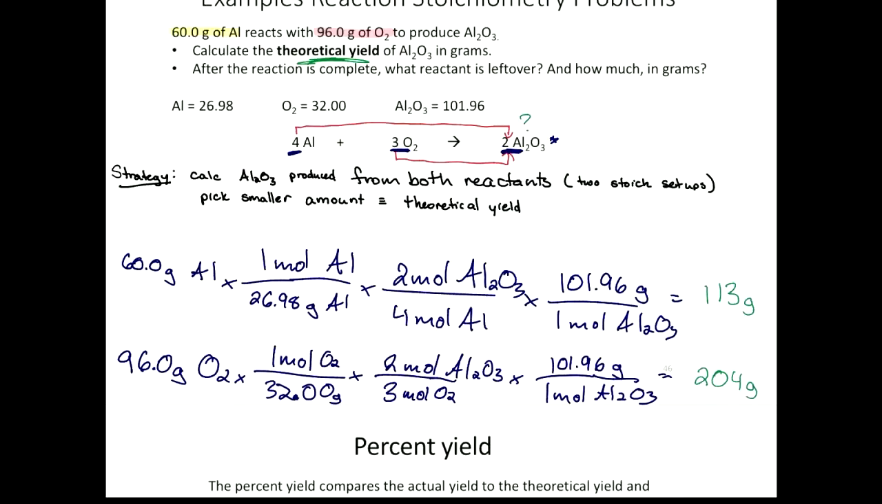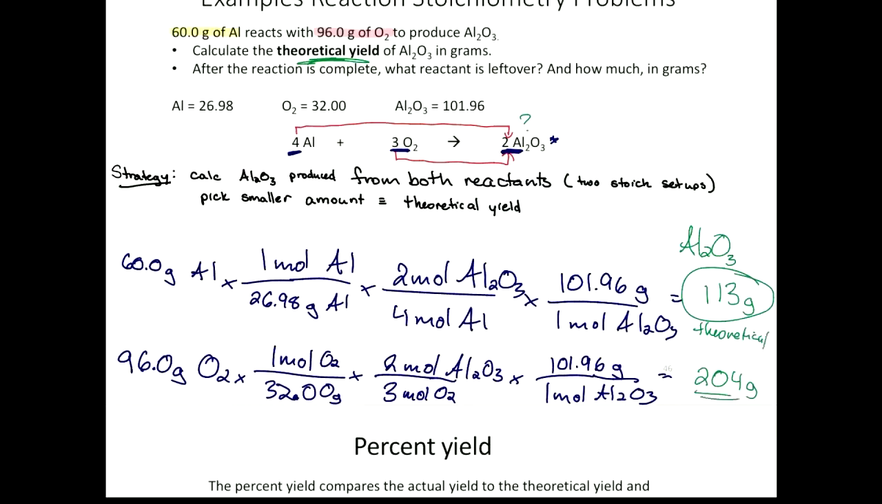So based upon this information, what reactant is our limiting reactant? Aluminum. So how much aluminum oxide do we make? The 113, the smaller number, yes. So we actually make 113 grams of aluminum oxide. This is our theoretical yield.